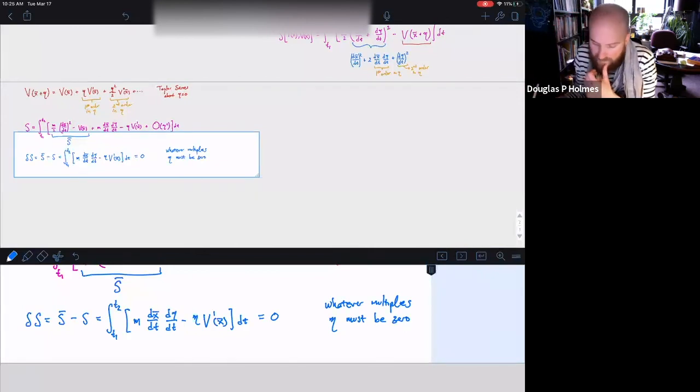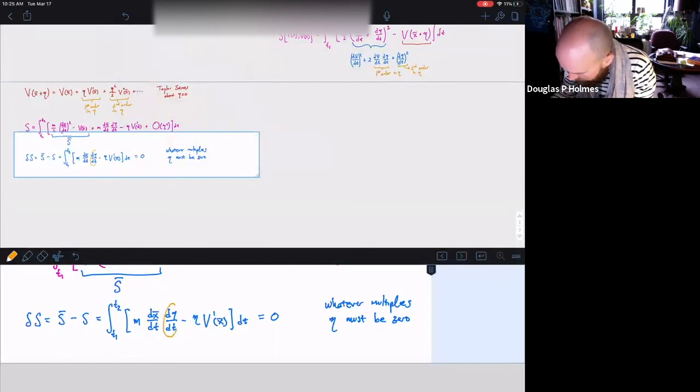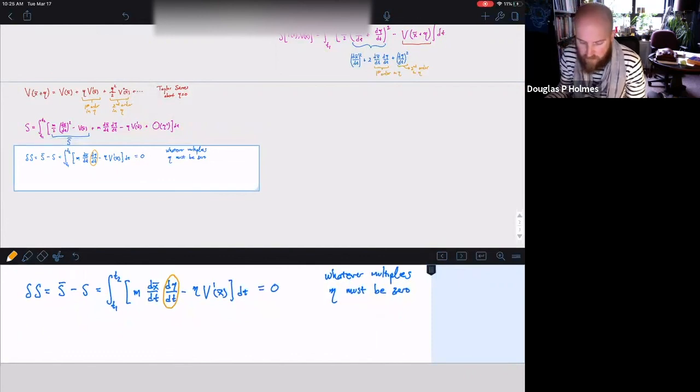And so we have this problem here. We know that eta can be arbitrary, but we don't know anything about this term. We don't know anything about the derivative of eta. And we have an integral of a derivative. We have a little trick we can use here, where we can rewrite this integral by integrating by parts.